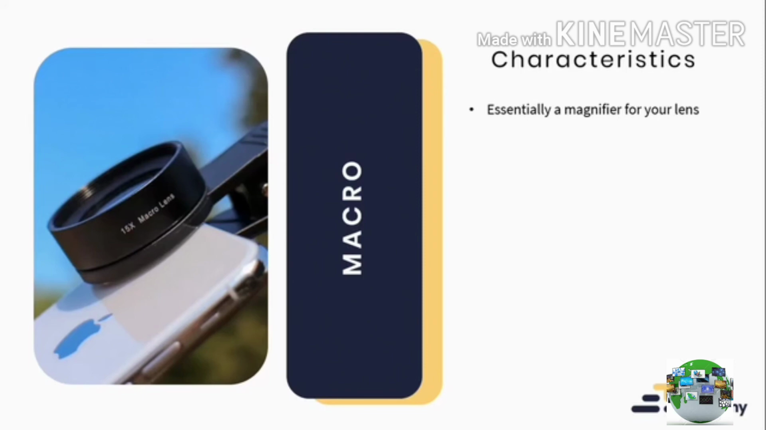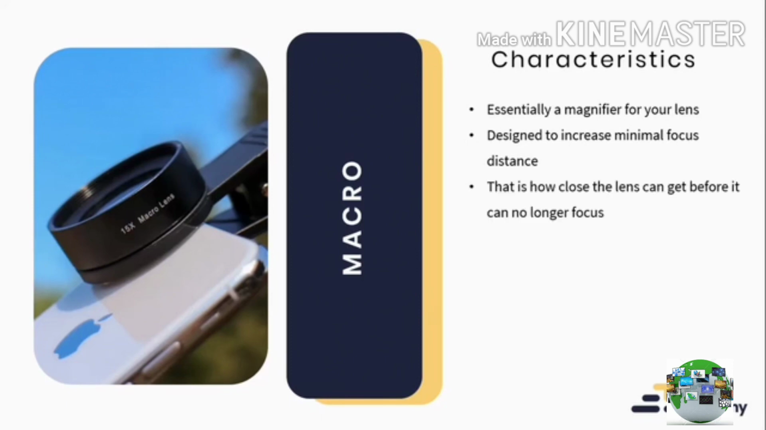And it's essentially the same idea. You know, it's just magnifying the lens, designed to increase your minimal focus distance. In other words, you can get closer into your subject and maintain focus. It's something you may have noticed already with your smartphones when you're trying to do macro photography, is that you get to a point where you're too close and the lens can no longer focus. That means you've gone beyond your minimal focus distance. So these will help to increase that.